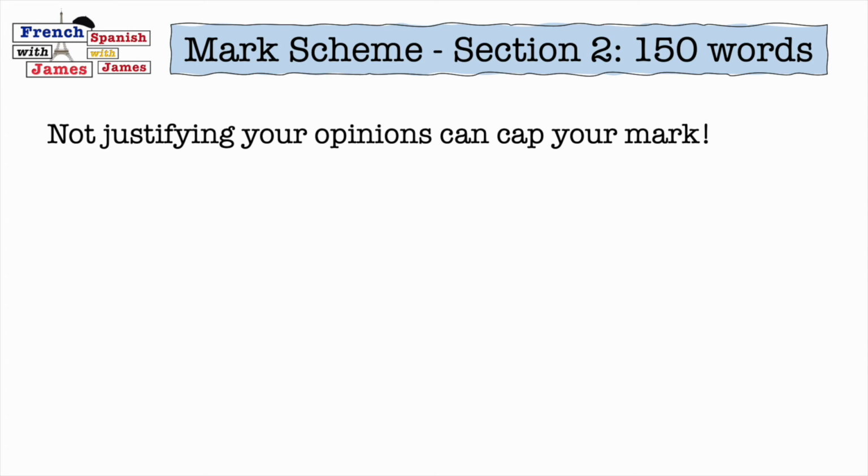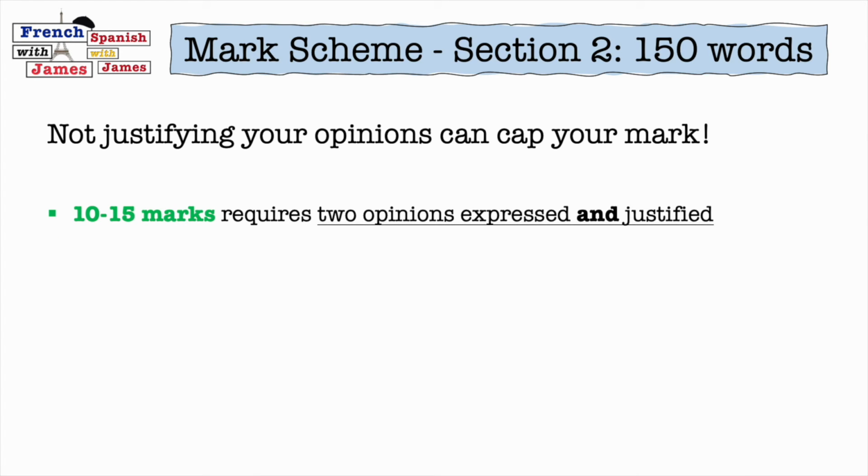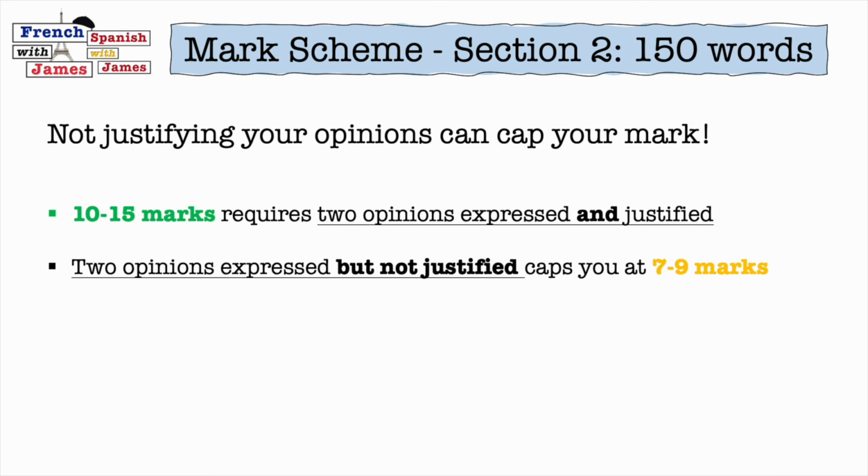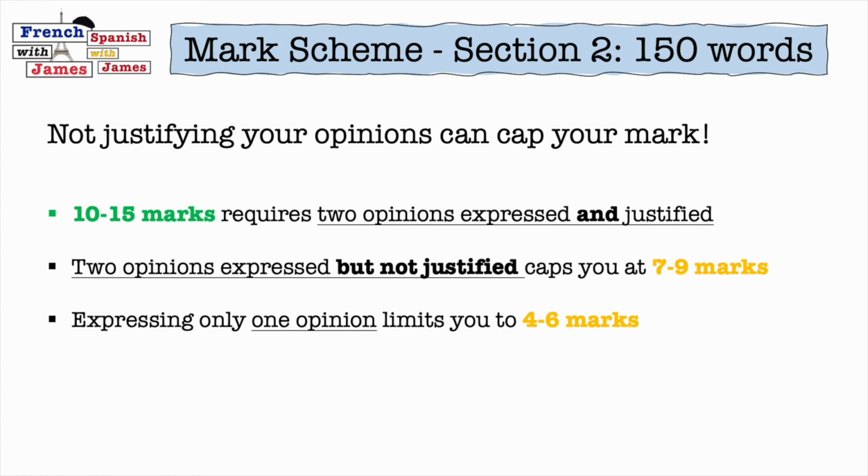Not justifying your opinions, just like in the last section, can cap your mark. So to get 10 to 15 marks, you need to have 2 opinions expressed and justified. So even if you write opinion, justification, and then a second opinion, but you forget to justify that second one, you're not going to get more than 10 out of 15 for content. Expressing two opinions but not justifying them limits you to 9 marks. So 2 opinions but with no justifications, the max you can get is 9 out of 15. And expressing just one opinion limits you to 6 marks. Even if you give a justification for it, you need to have 2 opinions, 2 justifications. And again, that acronym will help you to remember that.